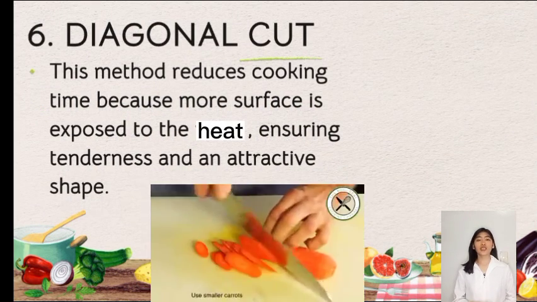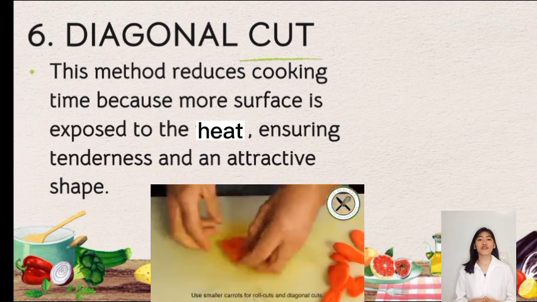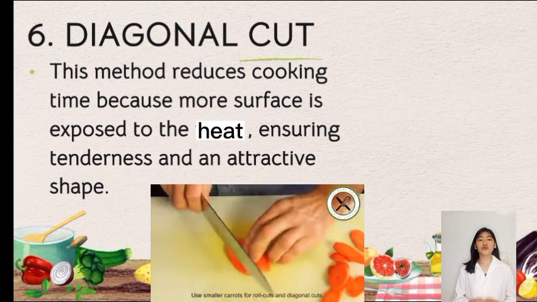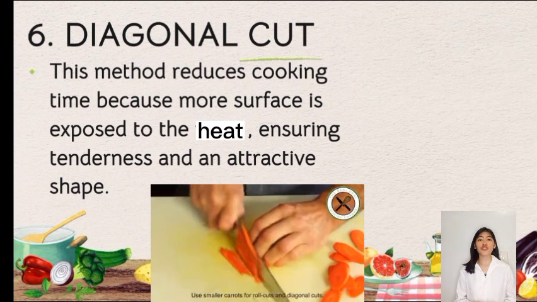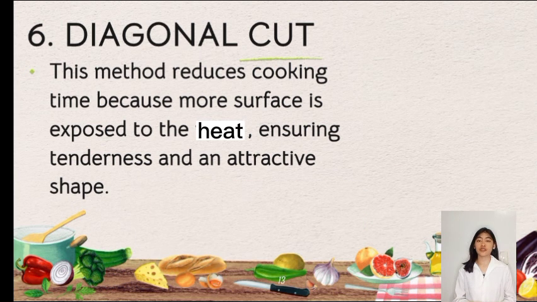Number 6 is diagonal cut. When diagonal cutting, the knife enters at a 45 degrees angle. This method reduces cooking time because more surface is exposed to the heat, ensuring tenderness and an attractive shape. The left hand or the guiding hand should be relaxed and assume a 45 degrees angle. The cutting motion is a smooth, backward draw of a very sharp knife followed by a roll of the wrist to prevent slices from sticking together.